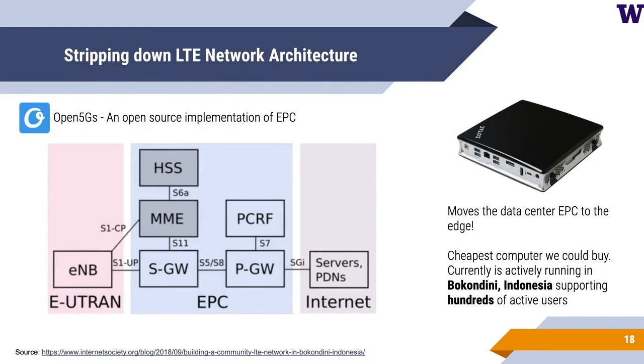While there are other pieces to the LTE architecture, we can strip the entire system into a series of microservices and have these pieces put together to create a minimal functional LTE network. In the community cellular networks, this essentially moves the traditional data center network EPC to the edge. In our deployments, these run on low power Zotac boxes with a reasonable amount of memory. They're inexpensive and actively support hundreds of users in Bokondini, Indonesia. We use and actively contribute to the development of Open5GS, a C implementation of the LTE protocol.